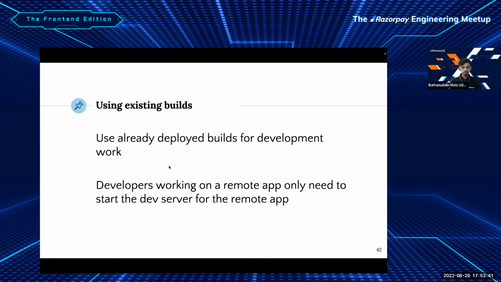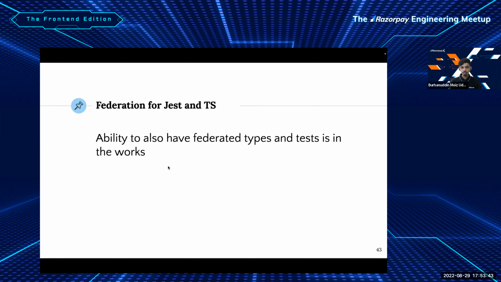Right. The other thing is federation for Jest and TS. We already discussed how to run it locally and in CI. It involves cloning both repositories, which is not a very fun thing to do. Interestingly, I have some news for you here. The author of Module Federation released another plugin called Federated Types, which allows you to basically share types with Module Federation. So again, that has solved a huge problem.